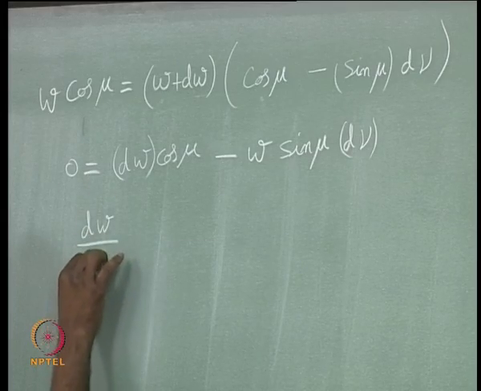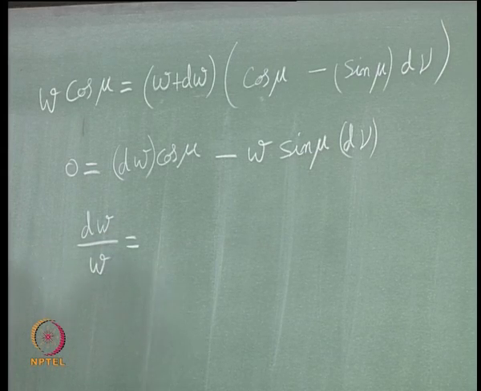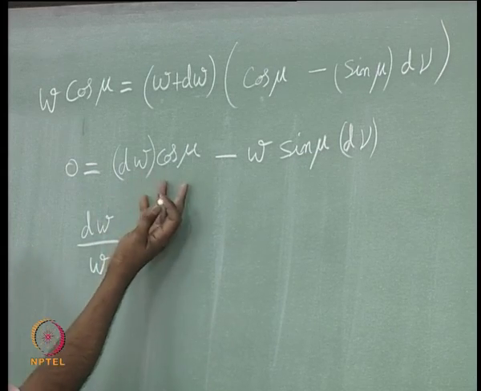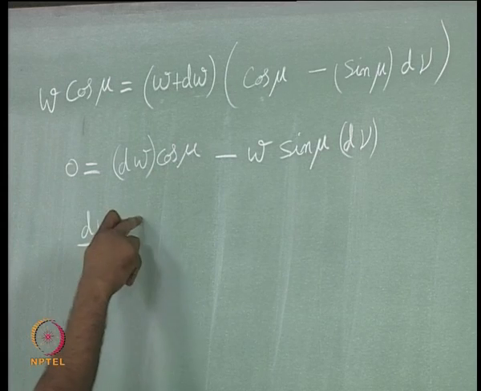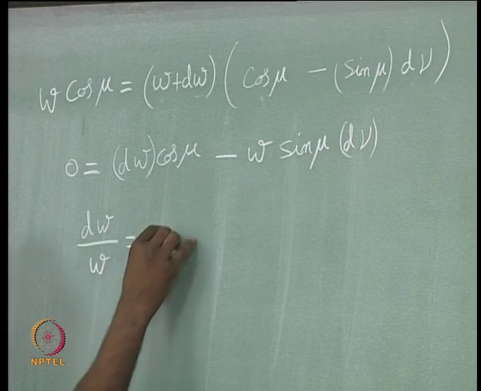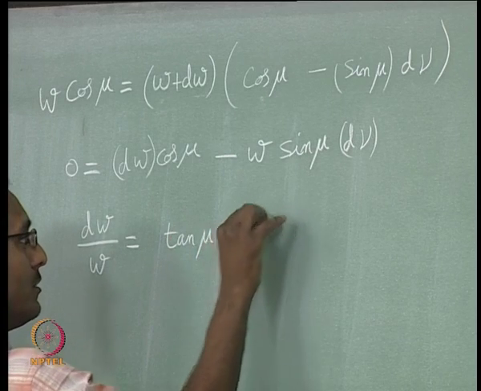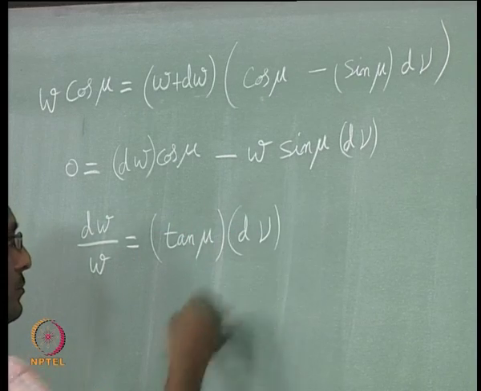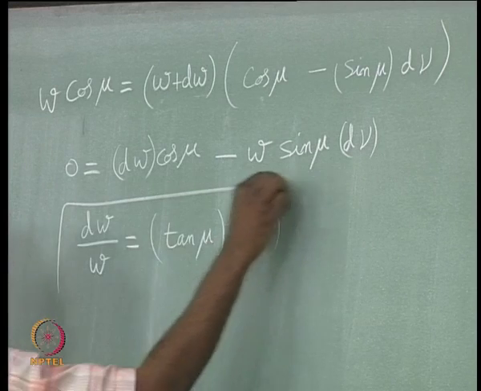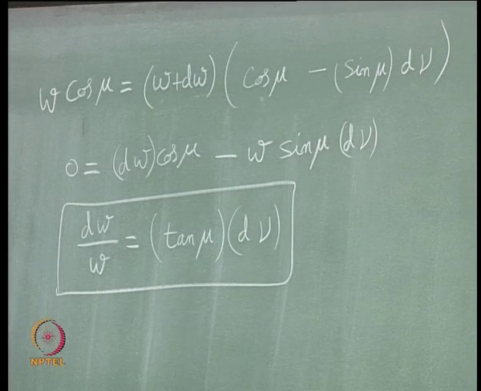I will get dw by w is equal to, I have taken this term here and brought the w down here. So, it will become sin mu by cos mu, which is tan mu, times d nu. This is one relation.